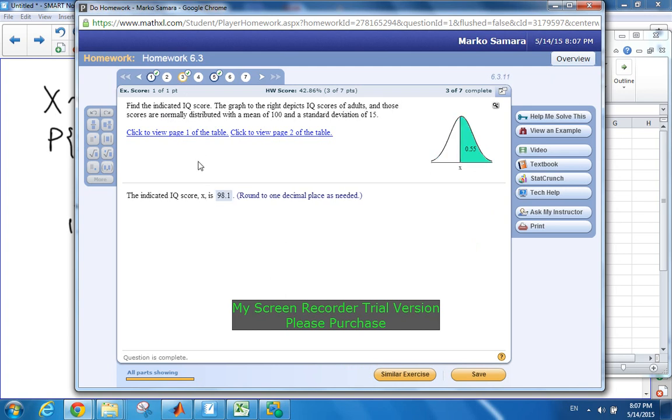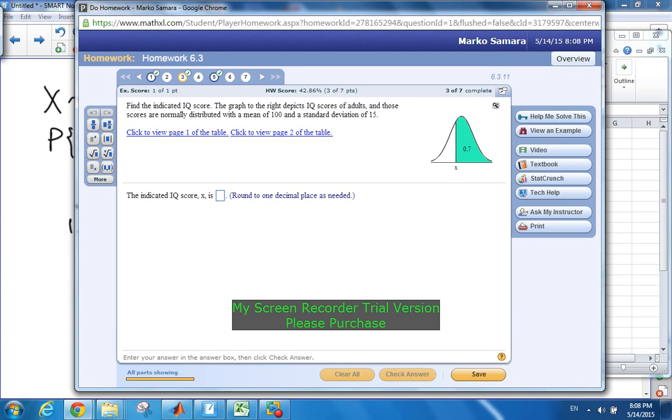Let's do number 3. Find the indicated IQ scores. We are given... I'm not going to mess with the Z scores, I'm just going to use Excel. But here, let me change the exercise. So, a similar exercise: IQ scores are normally distributed with mean 100 and standard deviation 15, all right?